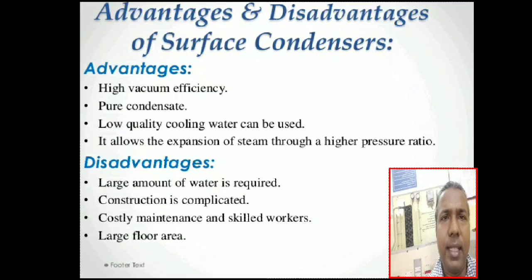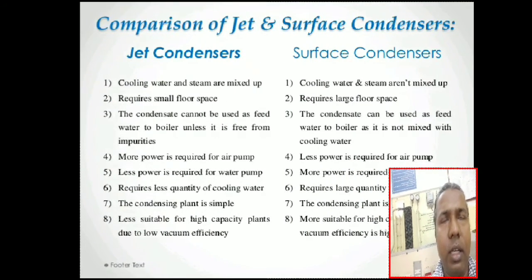Now let us see disadvantages. Large amount of water is required. Construction is complicated because we are not directly making contact between the condensed steam and the cooling water. That's why the construction is complicated. Costly maintenance and skilled workers required. Large floor area required. So in large industries we use this condenser.